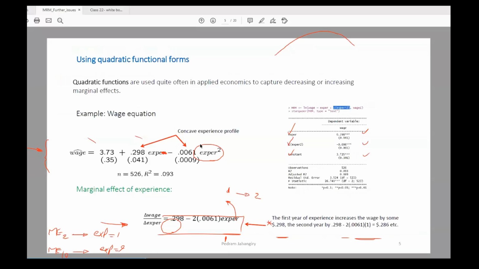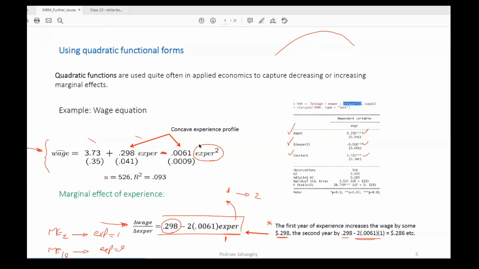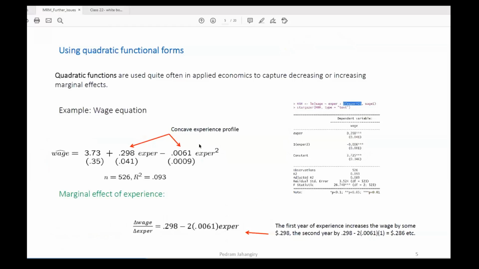Let me zoom out a little bit. It's okay. So look at that. It seems that as experience is getting larger and larger, so let me erase everything. Focus here. As experience is getting larger and larger, the marginal effect of experience because of this negative sign is getting smaller and smaller. So something like this. Remember, what is marginal effect? That's the slope. So we have a concave experience profile.